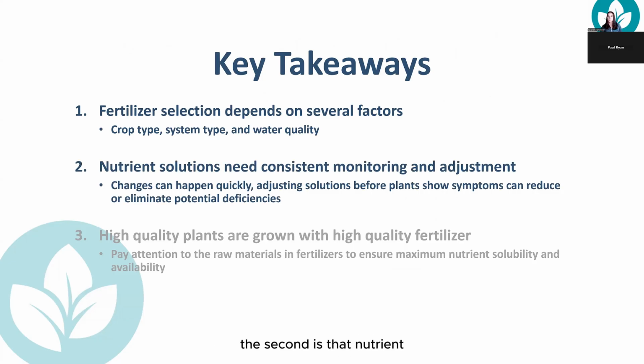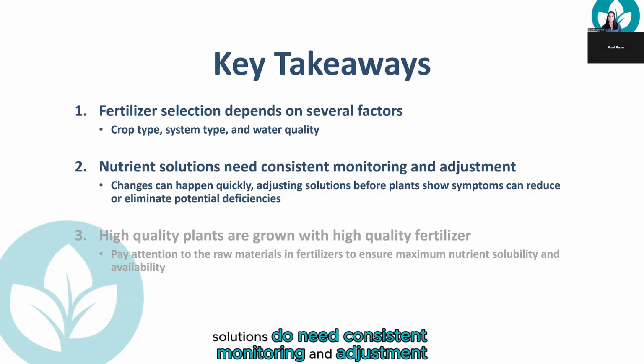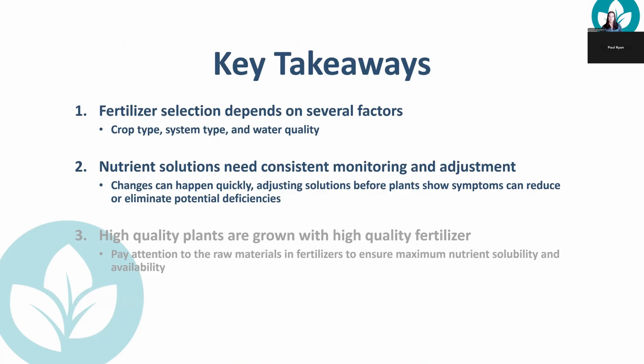The second is that nutrient solutions do need consistent monitoring and adjustment. Especially if you have low alkalinity, changes can happen very quickly. So you need to be able to check and adjust your nutrient solutions before you start noticing any sort of symptoms on your plants, to really reduce or eliminate any potential deficiencies that you might run into.